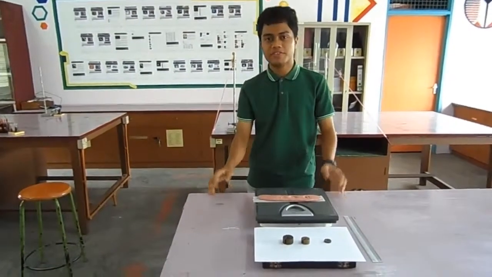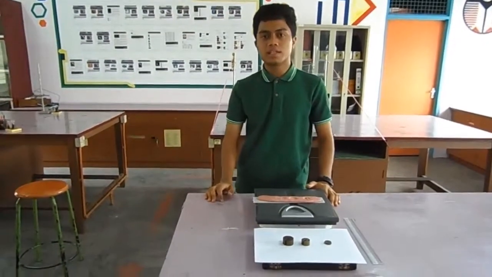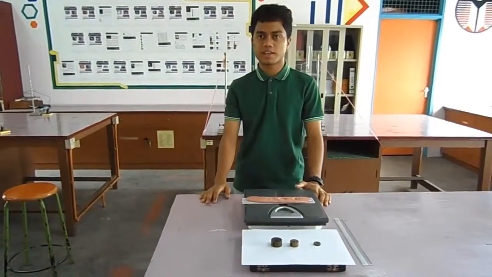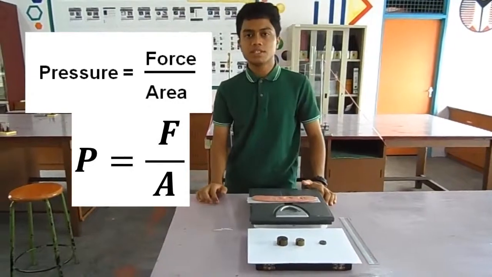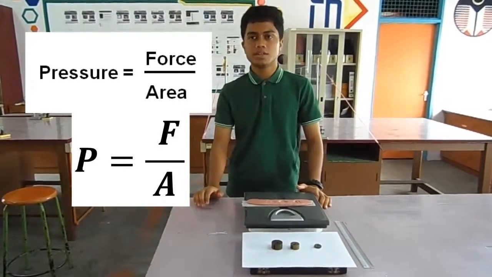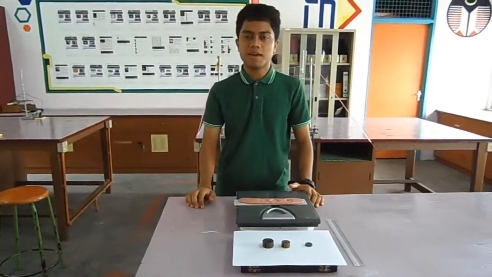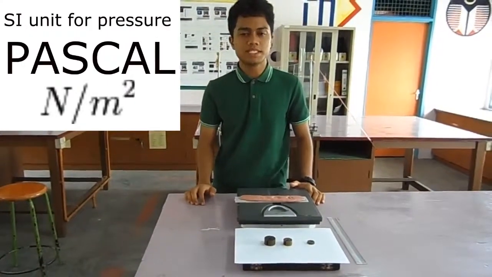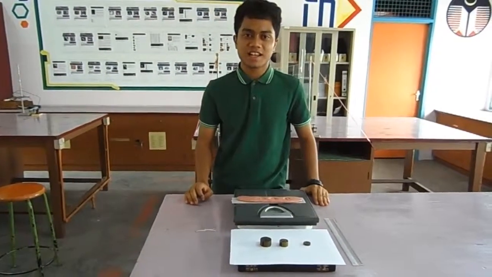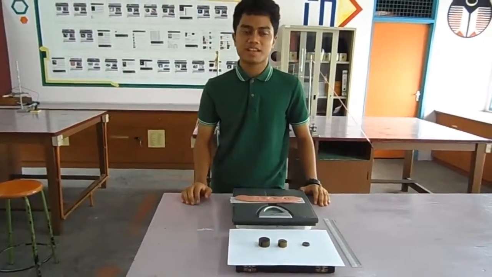So students and friends, from the experiment just now, I'm sure all of you have got a clearer picture of the concept of pressure. Now let's revise. Pressure is force per unit area, with the formula force per unit area. The standard unit for pressure is Pascal or Newton per meter squared. So students, pressure is easy. With all the activities that have been done, I'm sure you can excel in this topic.